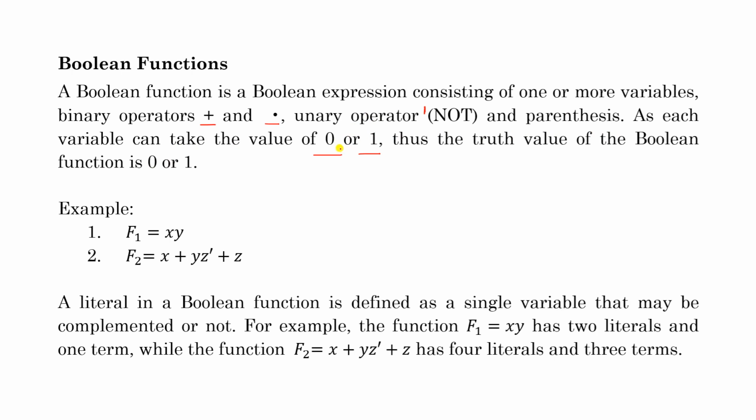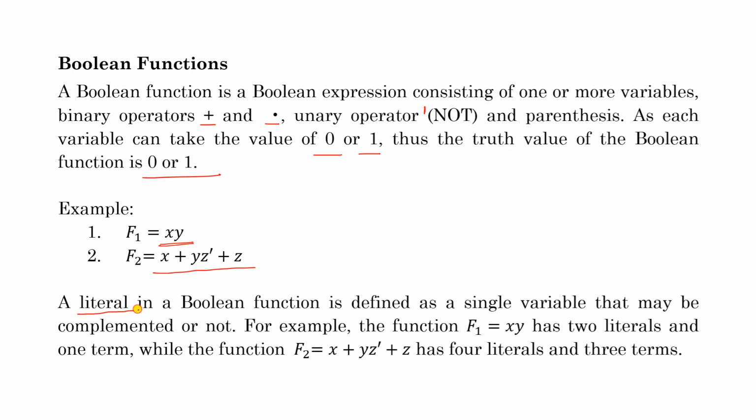So every variable can have only two values, 0 and 1. So the truth value of the Boolean function will finally be in terms of 0 or 1. For example, look at this, f1 equal to xy. This is basically AND of x and y. So this is a Boolean function. Similarly, f2 equal to x plus y z dash plus z. This is again a Boolean function. In this way, you can write any Boolean function with any number of variables.